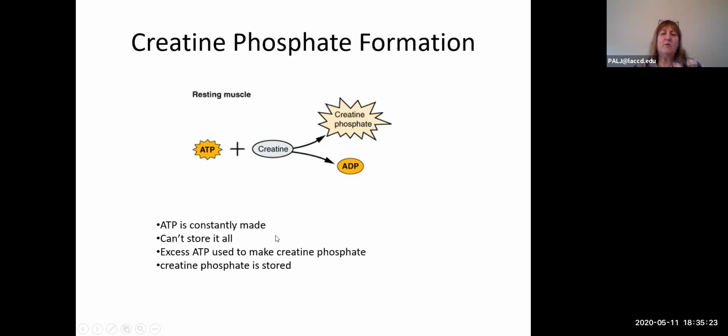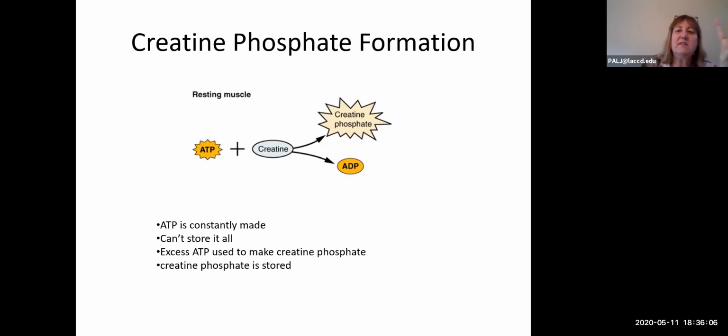So as I said before, ATP is constantly being made, even while you're sleeping. Well, obviously you're not running in your sleep, so you don't need all that ATP you're making. So what happens is that extra ATP that you're making when the muscles are resting will then combine with an enzyme to form creatine and form creatine phosphate. So that extra energy is being stored in the creatine phosphate, and then you have the lower energy ADP off to the side, okay? And so now we can store creatine phosphate.